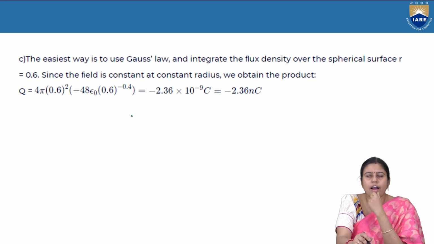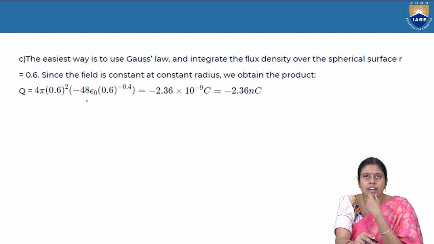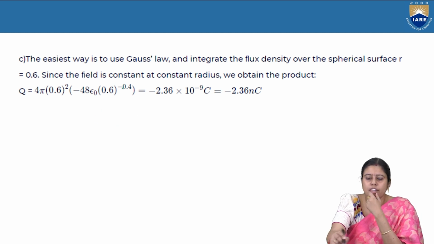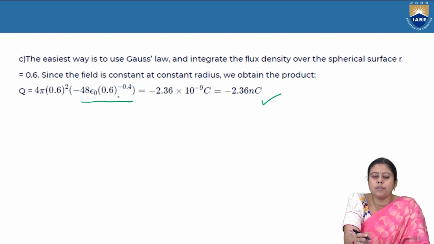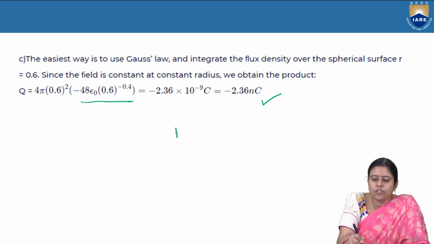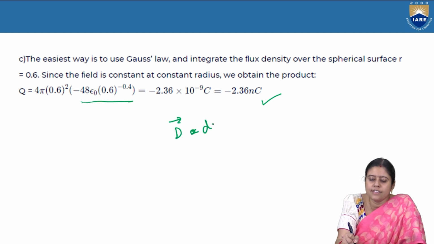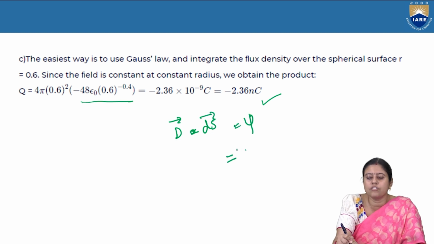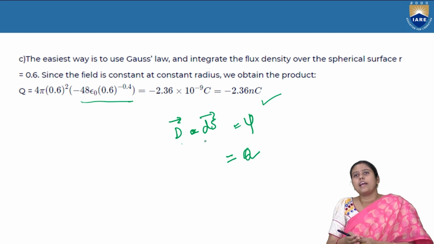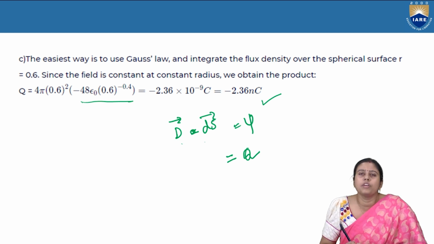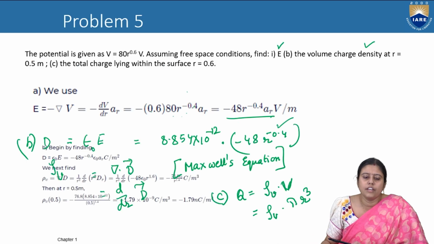4 pi R square, the charge from the equation, or we know the value of the D. We can solve it like this also: the total charge is D dot ds, which is equal to the total flux psi, and according to the Gauss law psi is equal to Q. D value we know, ds value 4 pi r square, so we can calculate the Q. Both we can use to solve the question number 5.